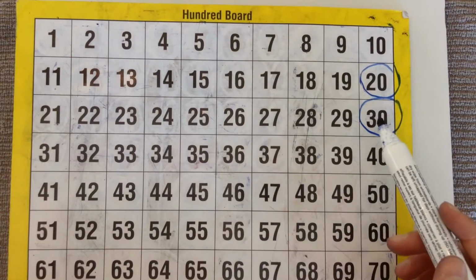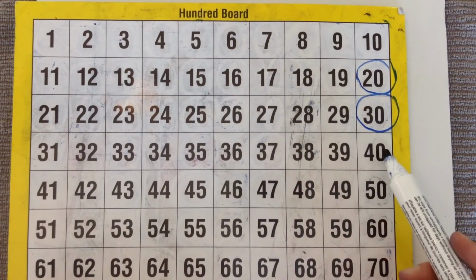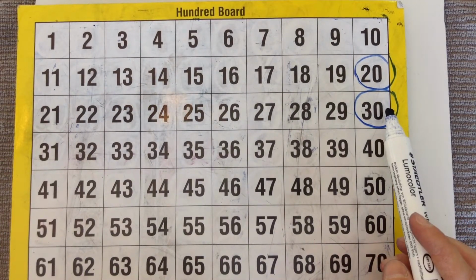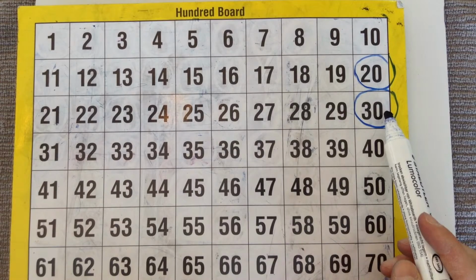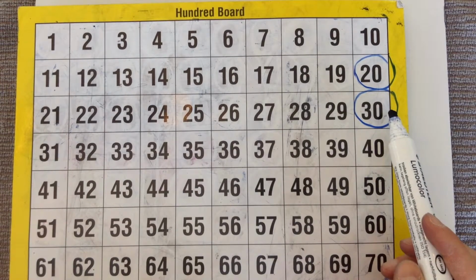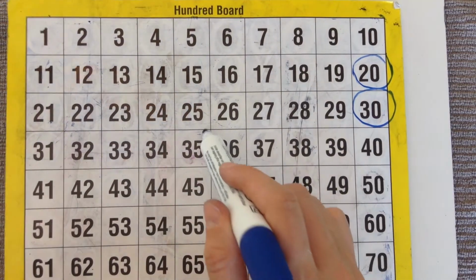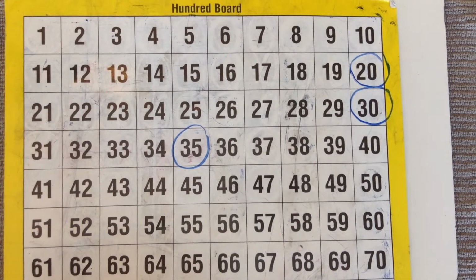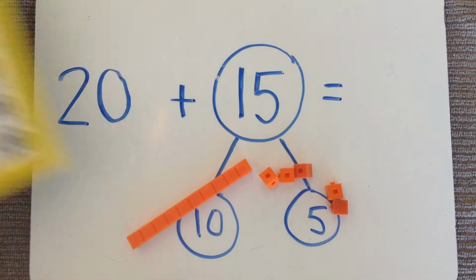So I'm at the number 30. I don't want to get 10 bigger. I want to get 5 bigger. So now I have to think, if I were skip counting by fives, what would be the next number that I would say after 30? It would be 35. That would be the next number in the skip counting by fives pattern.